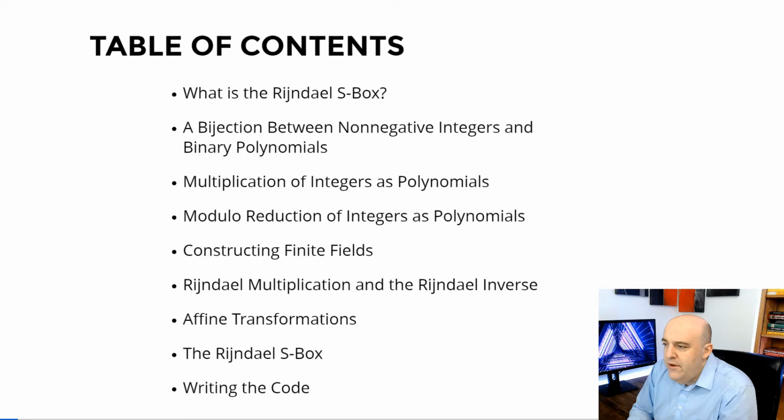Here's the table of contents of this video. First, we're going to talk about what the Rijndael S-Box is. Then we'll describe a bijection that exists between the non-negative integers and the binary polynomials, and we'll define what that means. Then we'll talk about multiplication of integers as polynomials, and again, we'll define what that means. We'll talk about modular reduction of integers as polynomials, and then we'll describe the construction of finite fields.